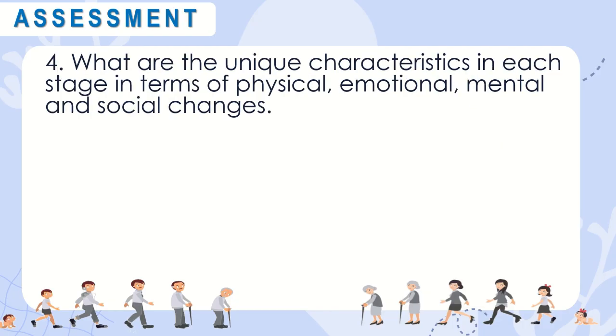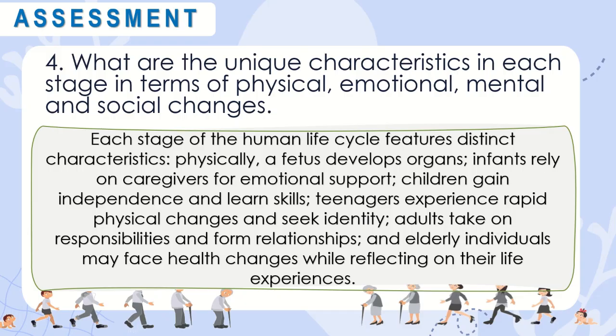What are the unique characteristics in each stage in terms of physical, emotional, mental, and social changes? Each stage of the human life cycle features distinct characteristics. Physically, a fetus develops organs. Infants rely on caregivers for emotional support. Children gain independence and learn skills. Teenagers experience rapid physical changes and seek identity. Adults take on responsibilities and form relationships. And elderly individuals may face health changes while reflecting on their life experiences.